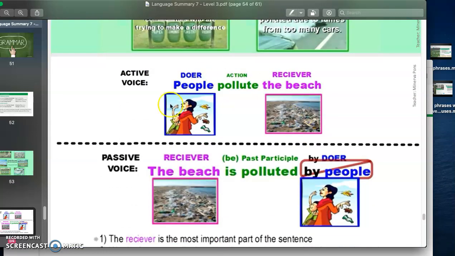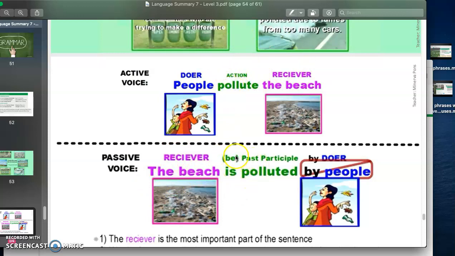So this is something about the active and the passive voice. We have the passive voice, of course, because there is an active voice. So in the active voice, we have a doer, which is the person that does the action. So people, and then we have an action, pollute, and then we have the receiver, which is the noun that receives the action. In this case, the beach. People pollute the beach. But then in the passive voice, the receiver comes first. So we have the beach, and then we have the action.